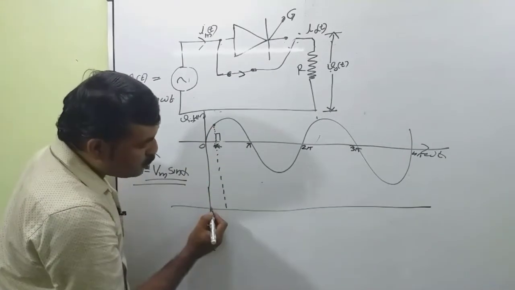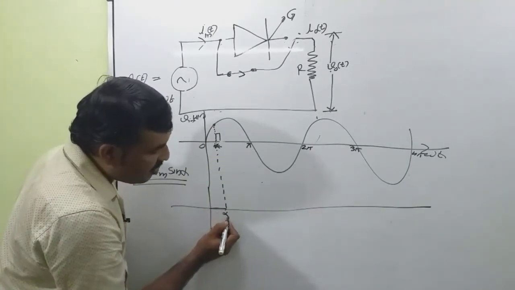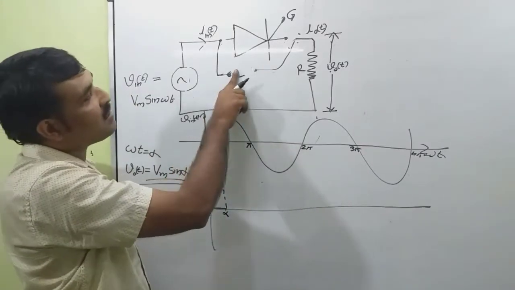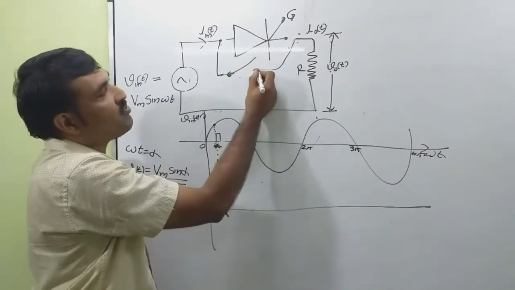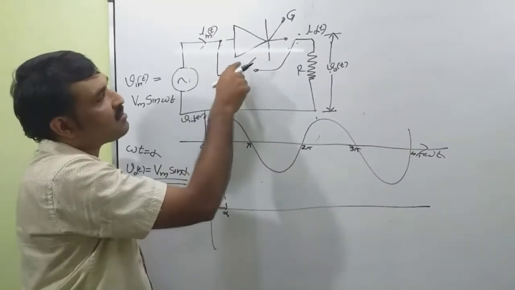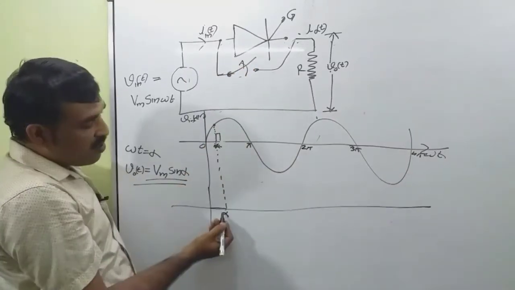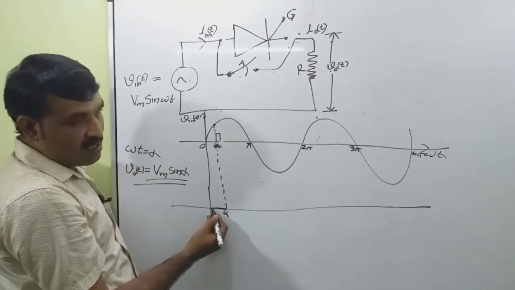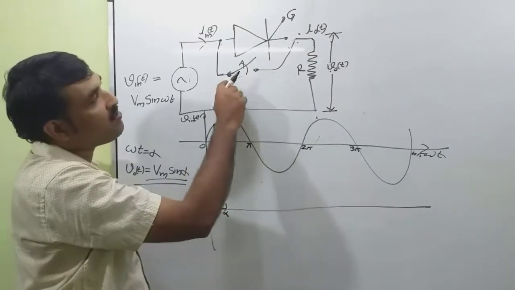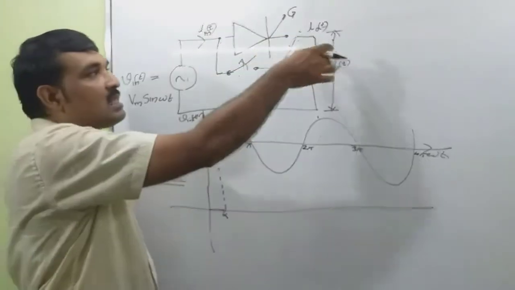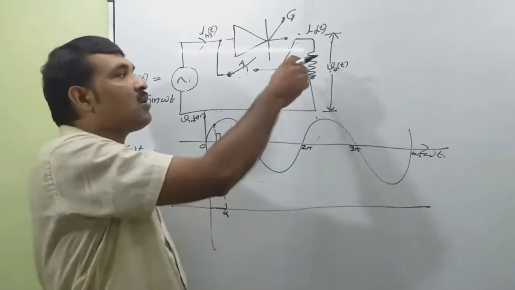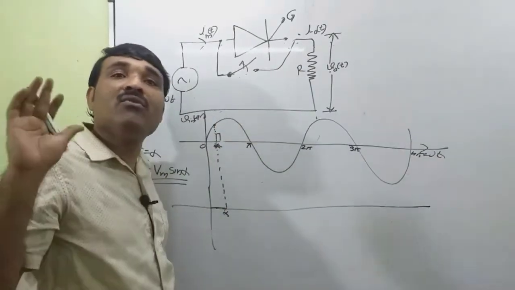But up to omega t equal to alpha, the switch remains like an open switch. So since the switch is open before omega t equal to alpha, during this duration no current will flow. So the output is equal to 0. Output is equal to current into the value of resistance.